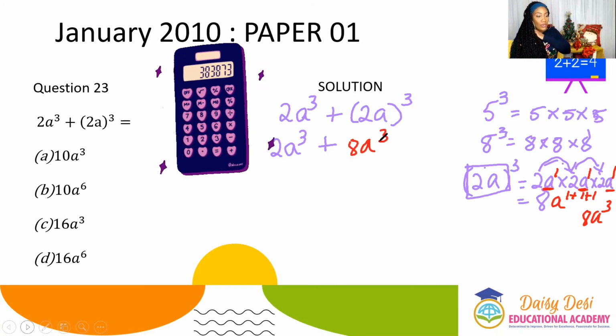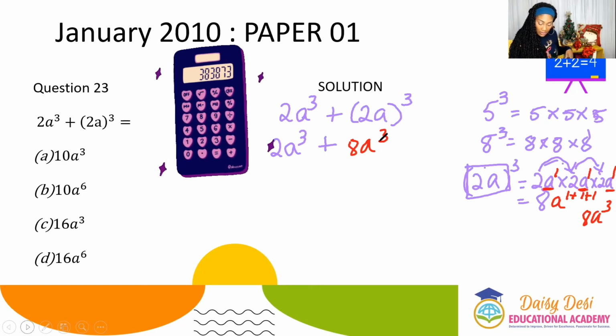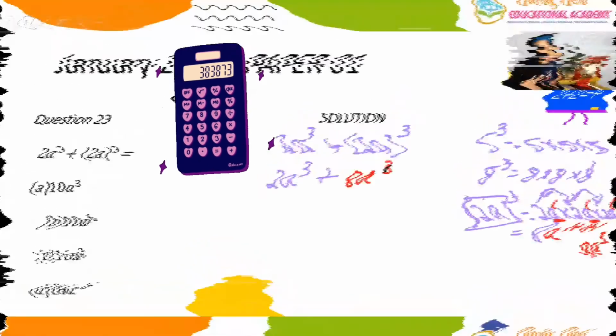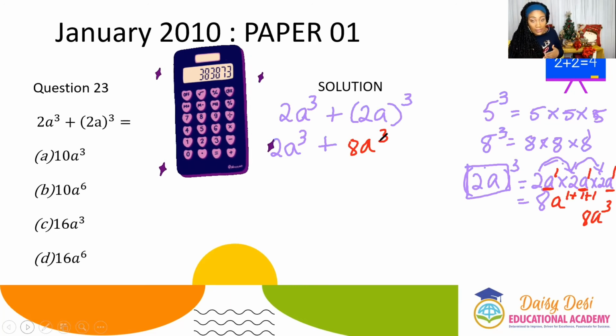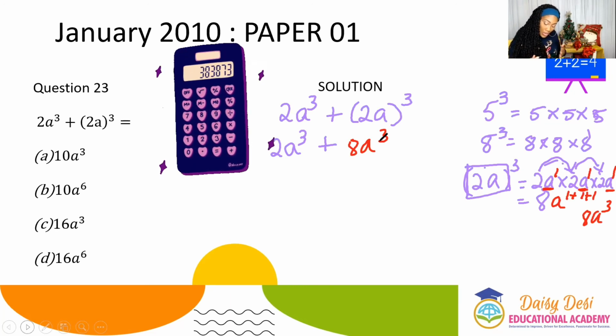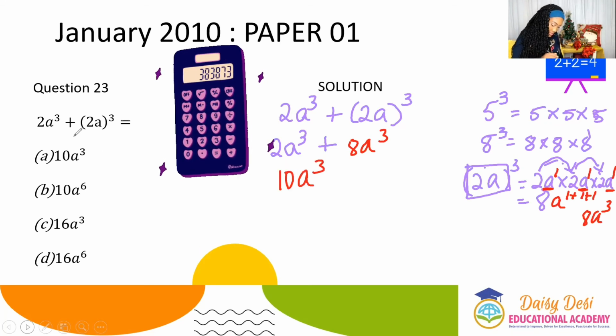Now you can add these two, because they're the same thing. Let's assume a cubed represents pencils. You have 2 pencils plus 8 pencils equals 10 pencils, right? So 2a cubed plus 8a cubed is 10a cubed, which is E.